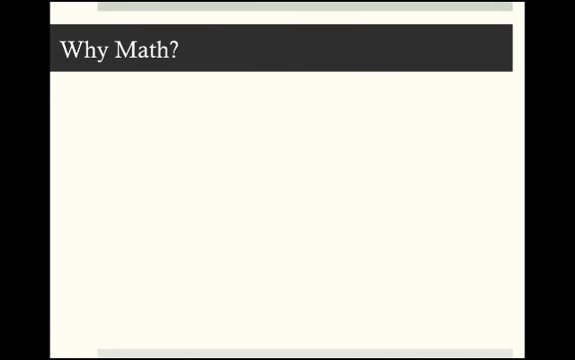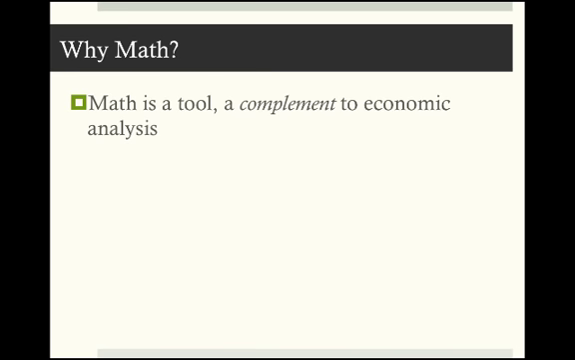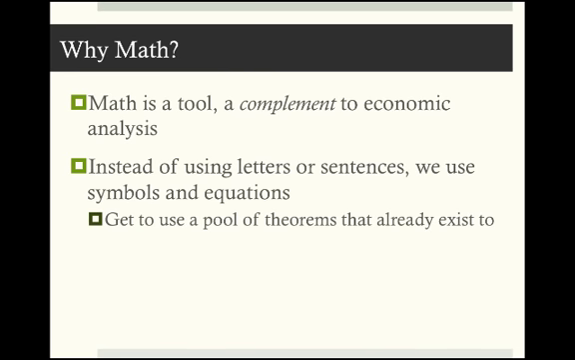So mathematical economics isn't a distinct branch of economics like environmental or IO, but it's just a tool that we use when analyzing those social choices. When economists use math, they just simply replace letters and sentences with symbols and equations. And economists can draw on a vast pool of theorems that already exist to aid in their analyses.